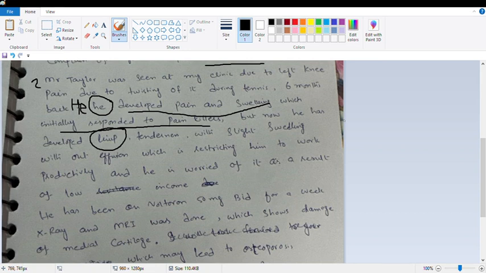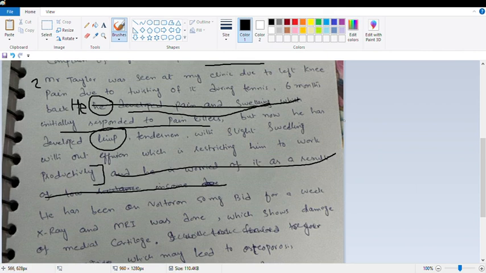So now he has developed tenderness with slight swelling without effusion, which is restricting him to work productively. Here is good. You should not include this line. Okay, so this is good, but I didn't understand the meaning of this line as well, and you don't have to include this line.